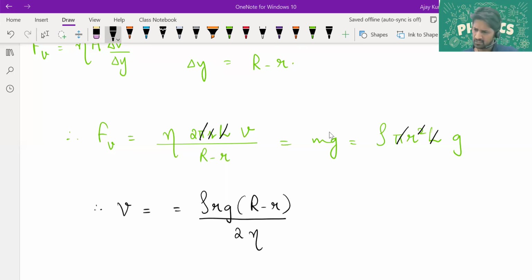Vanilla, where all did you make mistakes? There I wrote the area of cross section. Area of cross section you took wrong. Okay, fine.